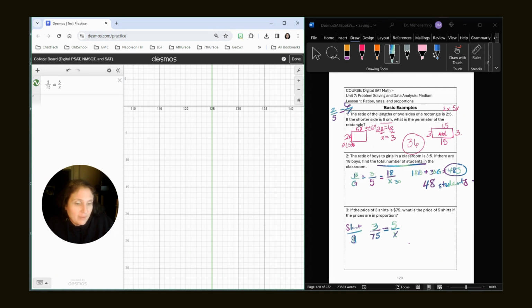I mean, this is kind of easy-ish. The hardest thing is just remembering sometimes there's multiple steps.